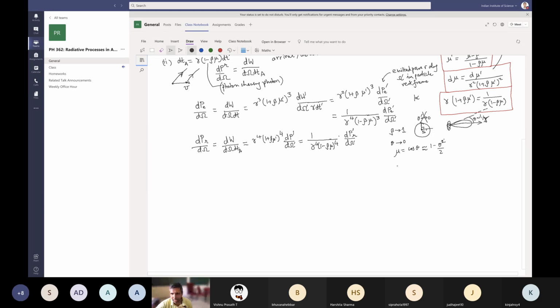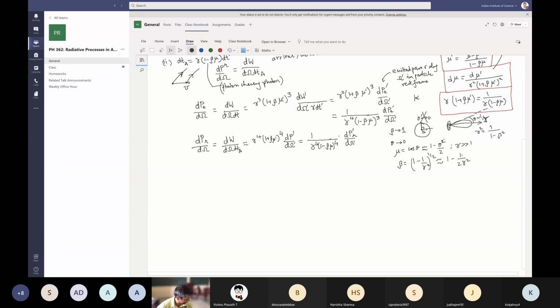What about beta? You recall gamma is equal to 1 by the square root of 1 minus beta squared, so 1 minus beta squared equals 1 by gamma squared. So we can write beta as 1 minus 1 by 2 gamma squared, since gamma is much bigger than 1. We're just doing a binomial expansion. So beta is close to 1 as gamma is much bigger than 1.